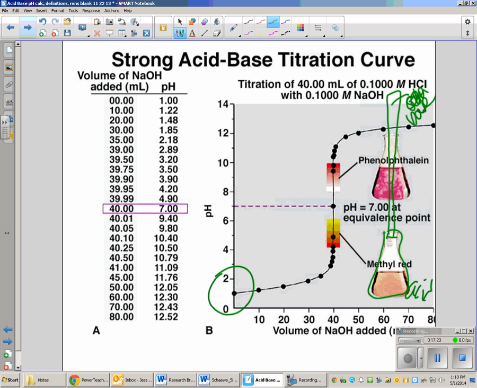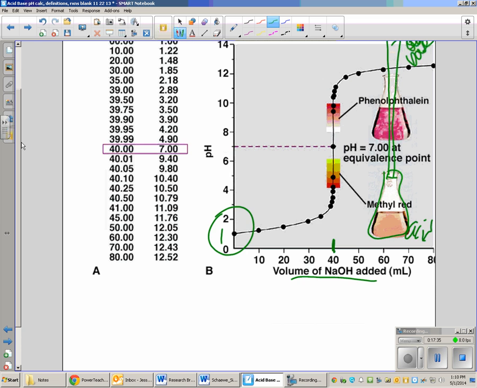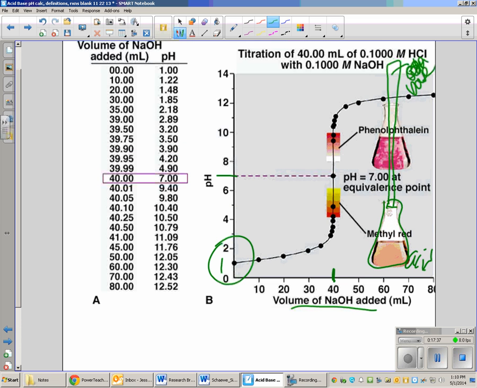So if I start with a pH of 1 and I add exactly 40 milliliters of sodium hydroxide, you can see the axis down here says sodium hydroxide. If I'm adding 40 milliliters, I finally get to a pH of 7, which is my neutralization point. The neutralization point has a special name called the equivalence point.